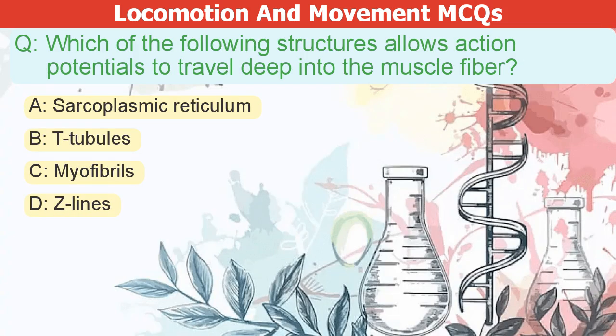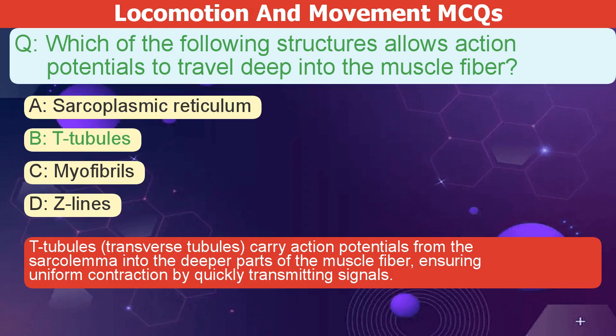Which of the following structures allows action potentials to travel deep into the muscle fiber? A. Sarcoplasmic reticulum. B. T-tubules. C. Myofibrils. D. Z-lines. The correct answer is B. T-tubules, transverse tubules, carry action potentials from the sarcolemma into the deeper parts of the muscle fiber, ensuring uniform contraction by quickly transmitting signals.